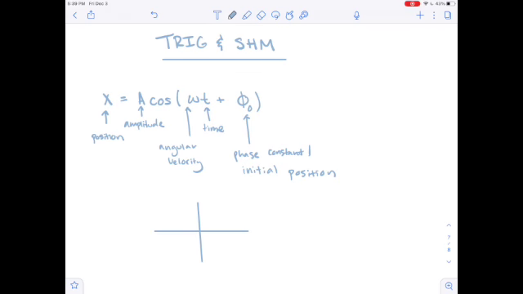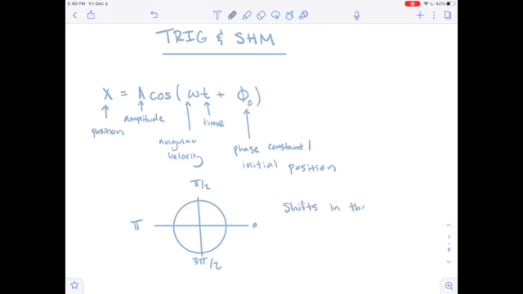The important component of the simple harmonic motion equation is that there is a cosine, where in order to graph the simple harmonic motion function, we need to understand the unit circle first. The shifts in the equation are associated with the movement along the unit circle, which will be mentioned in a minute.